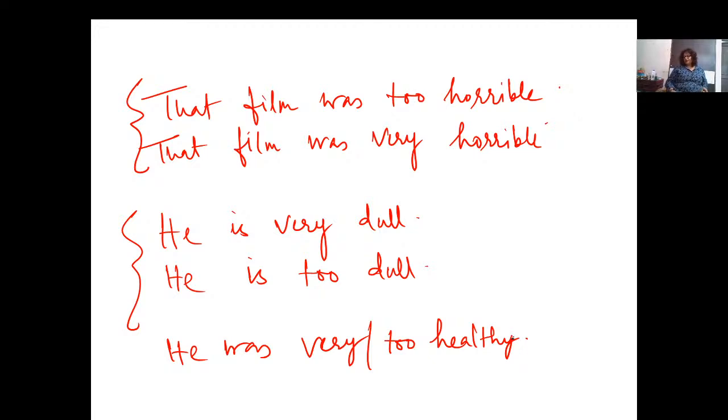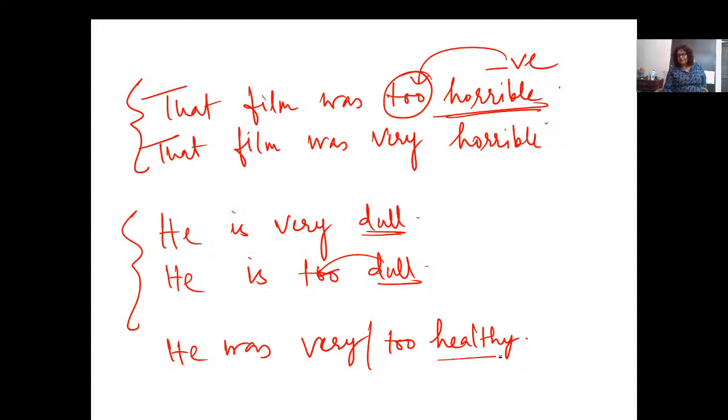What is the reason behind that? In our first sentence, horrible is a negative word, so before a negative word we have to take too. Dull is a negative word, so before a negative word we have to take too. But here is healthy. Is healthy a negative word or a positive word? Very dull is not correct. Dull is a negative word.